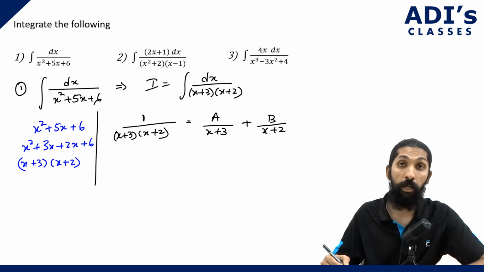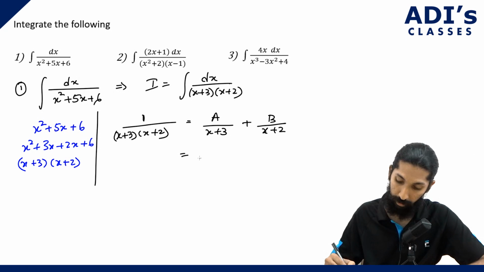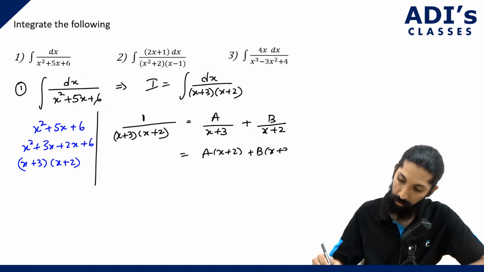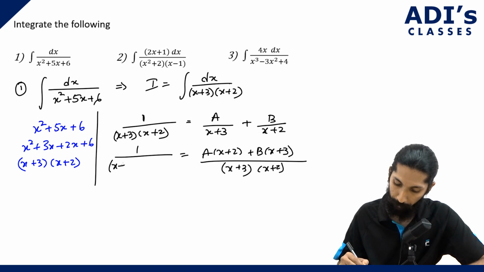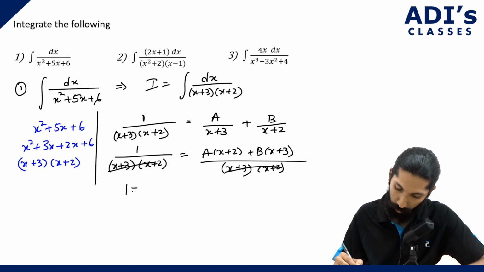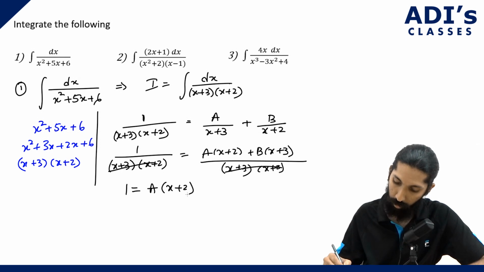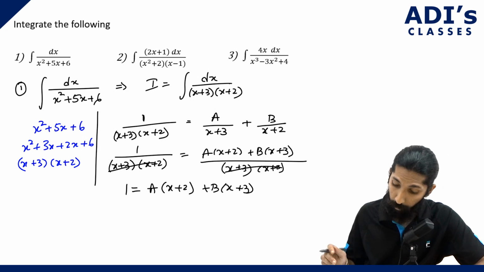All right, take the LCM. You get A into x plus 2 plus B into x plus 3 divided by x plus 3 times x plus 2, is 1 by x plus 3 times x plus 2. Now the denominator is the same. So what do we get now? 1 is equal to A into x plus 2 plus B into x plus 3, correct? Now this is more like your first step of solving. Okay, now we move on to the second step.